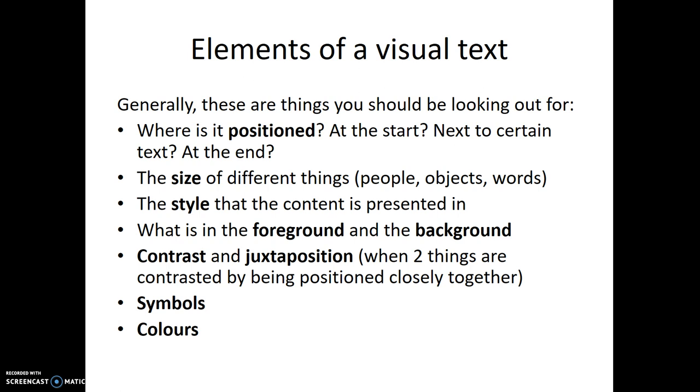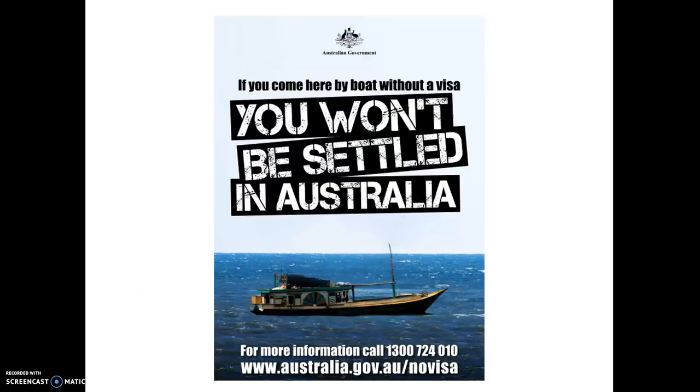You might want to think about the size of the different elements in there, the style that the content is presented in, what's in the foreground and the background. Is there any contrast or juxtaposition? Are things placed next to one another so that you see the differences and the similarities? Are there symbols, and perhaps are there colors that you can describe? So these are examples of the kinds of visual texts or visual elements that you might get.